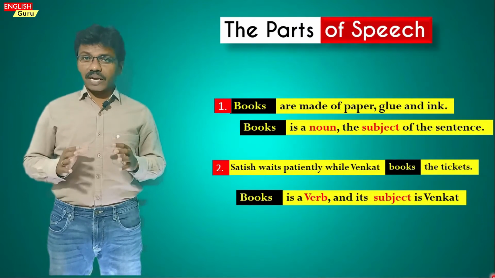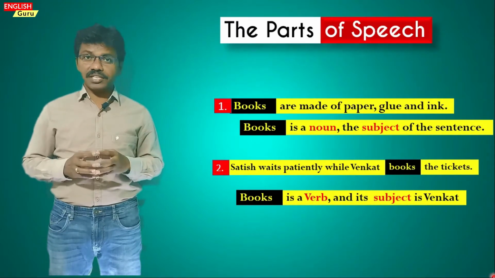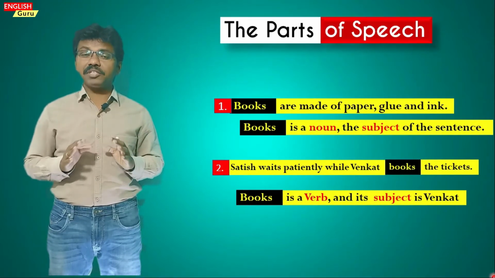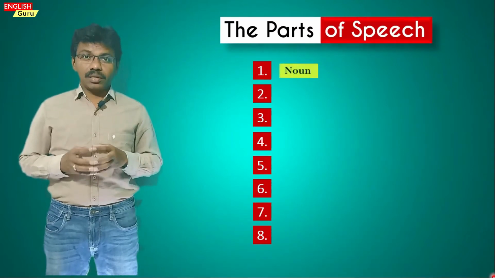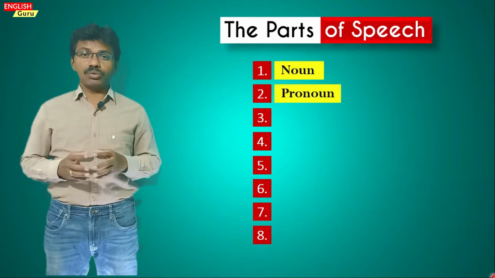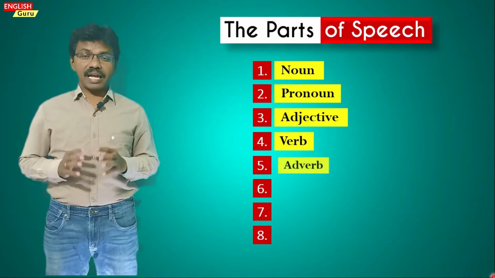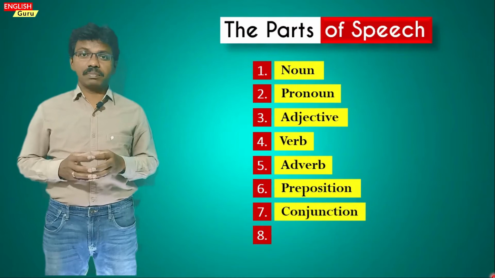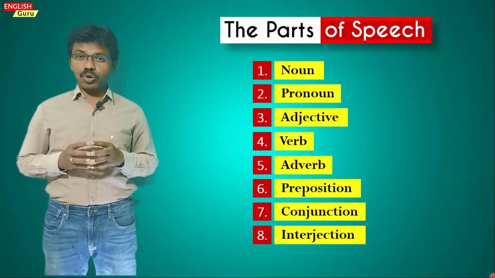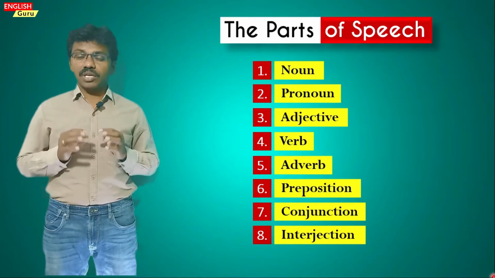So now let us try to see the parts of speech of the English language. According to the traditional grammarians, there are 8 parts of speech in the English language. They are: number 1, noun; number 2, pronoun; number 3, adjective; number 4, verb; number 5, adverb; number 6, preposition; number 7, conjunction; number 8, interjection. These are all the 8 parts of speech. Now let us try to know about each one briefly.